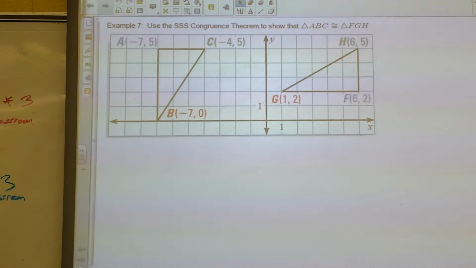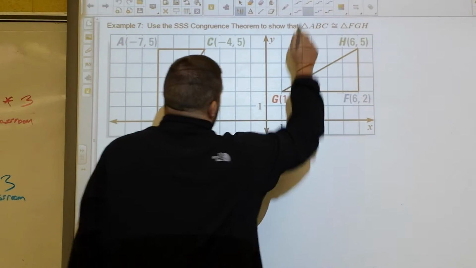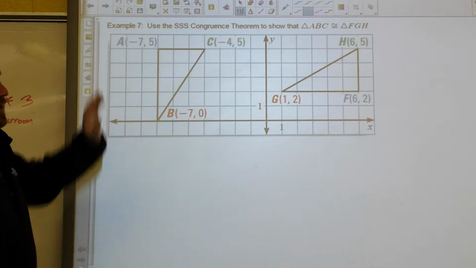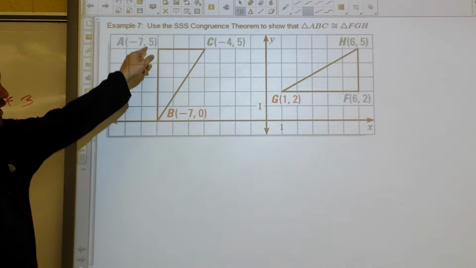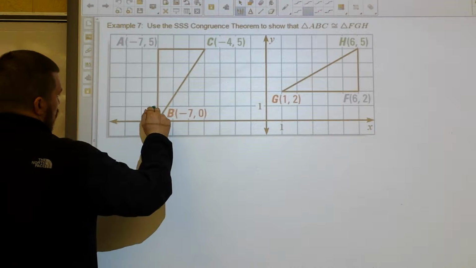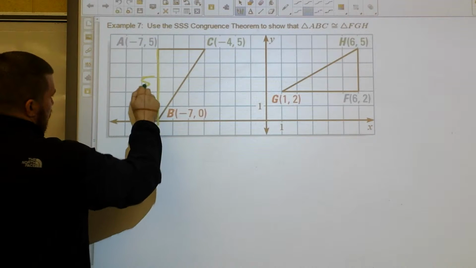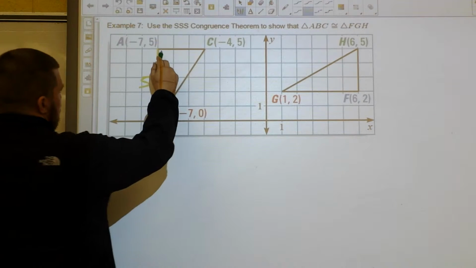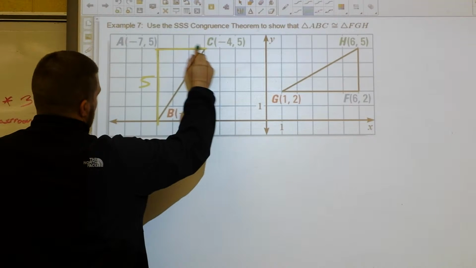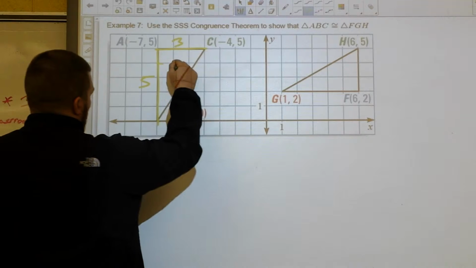All right, in example 7, we're told to use SSS congruence to show that these two triangles are congruent. So first off, we're on the coordinate plane. And let's go ahead and figure out what the easy sides are. When I say easy, since it's going straight up and down, straight left and right, I can just count. So this side right here is 1, 2, 3, 4, 5 units long. So we have 5 units long here. This side is 1, 2, 3 units long. Well, obviously based on the shape, it's a right triangle.